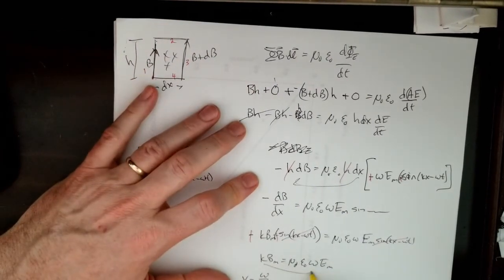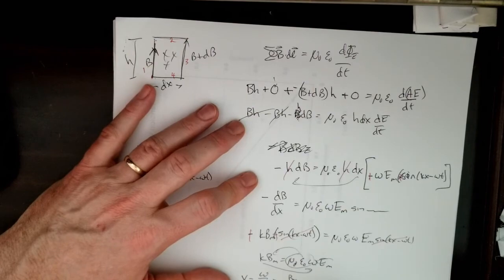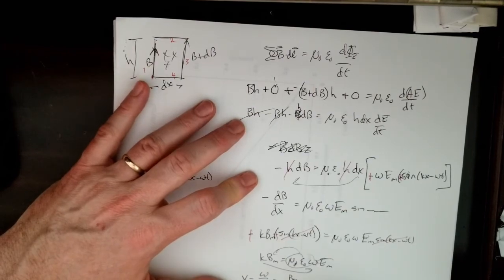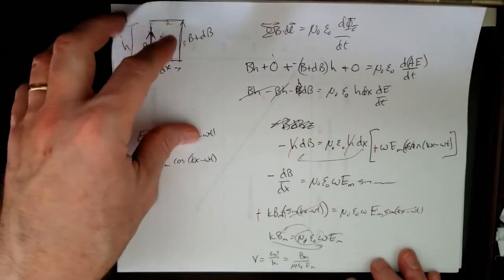So let's get omega. So that comes over here, and all that goes to the other side. So that's going to be equal to B_m over mu sub naught epsilon sub naught E_m. And let's make sure that is actually on screen there. There we go.